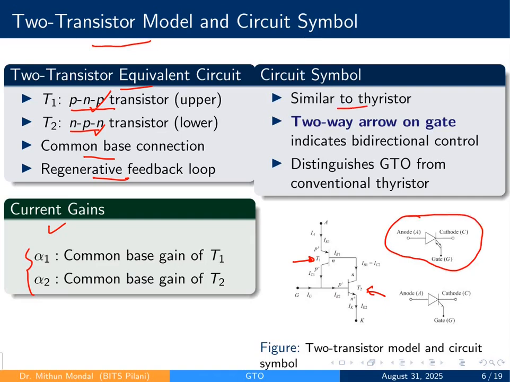However, there is a small difference where the two-way arrow is shown on the gate, which is basically indicating the bidirectional nature of the current flow. This distinguishes the GTO from the conventional thyristor. So we can represent the GTO similar to the thyristor with a small difference in the gate signal. In the gate, we can have two different arrows, or one arrow with a small line. So this differentiates the thyristor from the GTO.